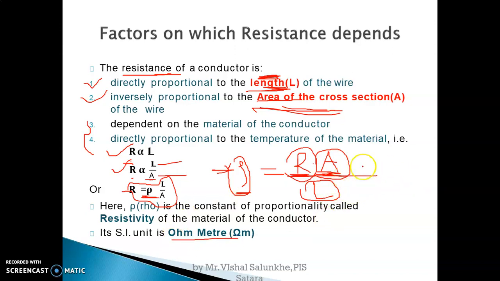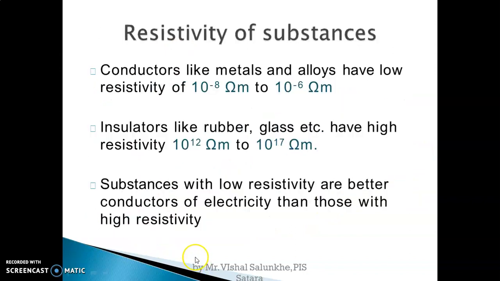How does ohm meter come? Because resistance is measured in ohm, area in meter square, and length again in meter. So meter square and meter get cancelled, and the SI unit is ohm meter. So this is all about resistivity or specific resistance.